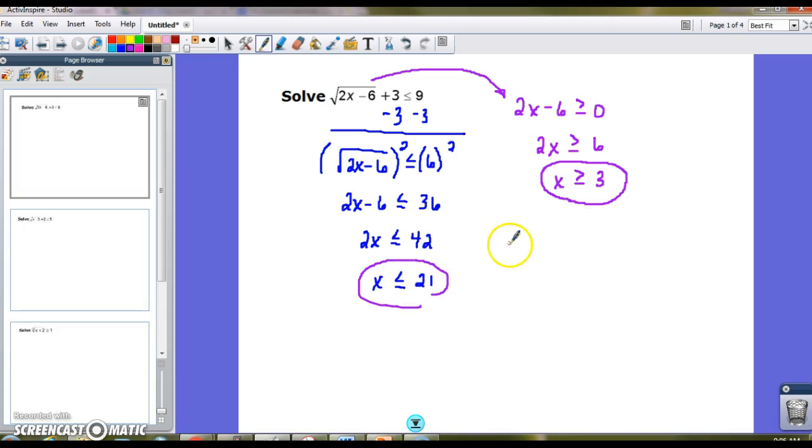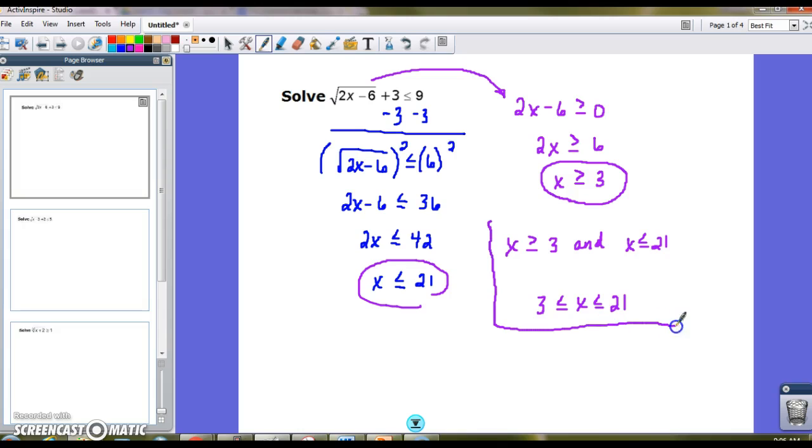I can do that two ways. I could write that as an AND statement. X is greater than or equal to 3, and x is less than or equal to 21. Remember, and means you have to satisfy both of those conditions at the same time in order for it to be a solution of that inequality. You can also write it as a compound inequality because basically you're saying x is between 3 and 21 inclusive. So you can actually write that as 3 is less than or equal to x is less than or equal to 21. So either of these answers are fine. They mean the same thing.